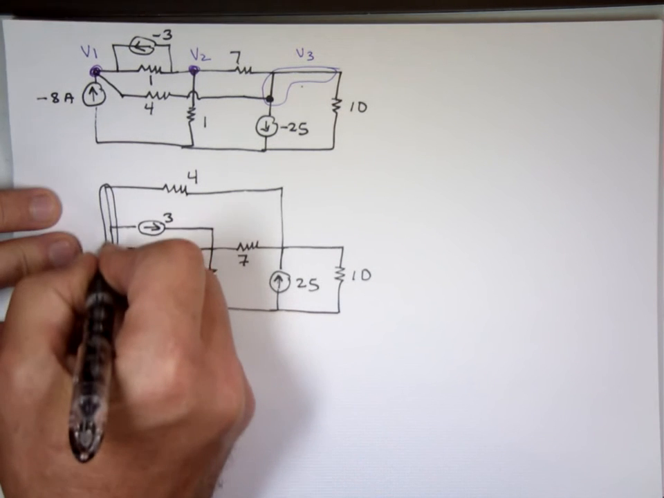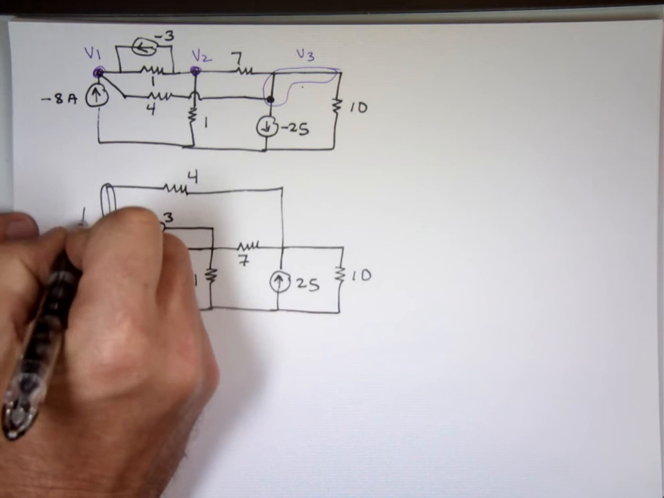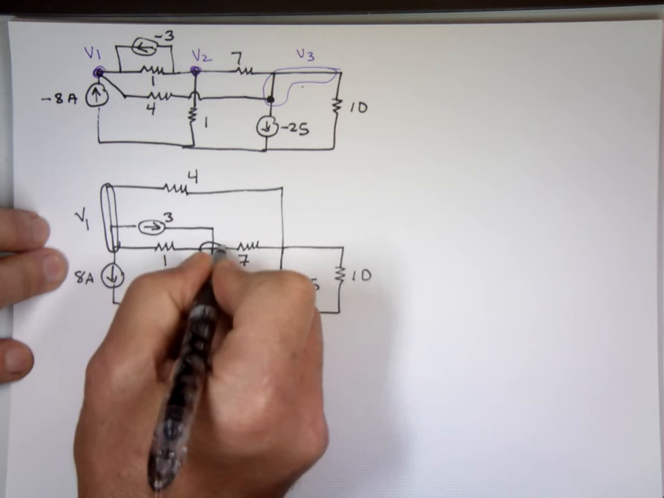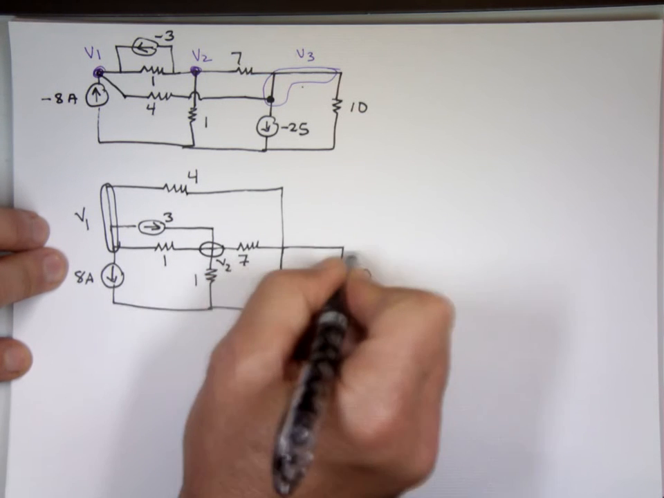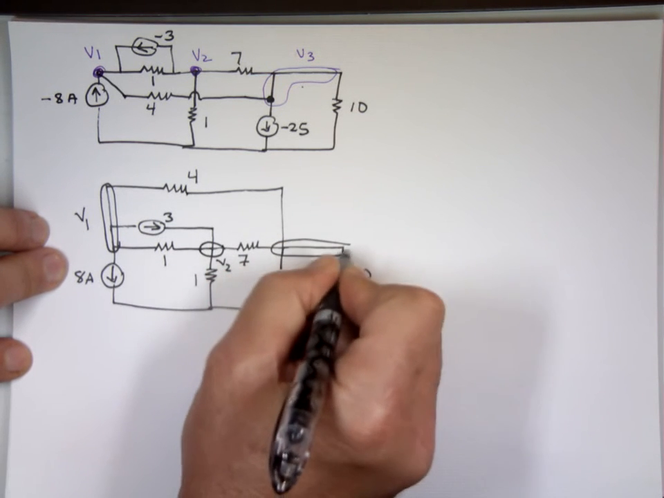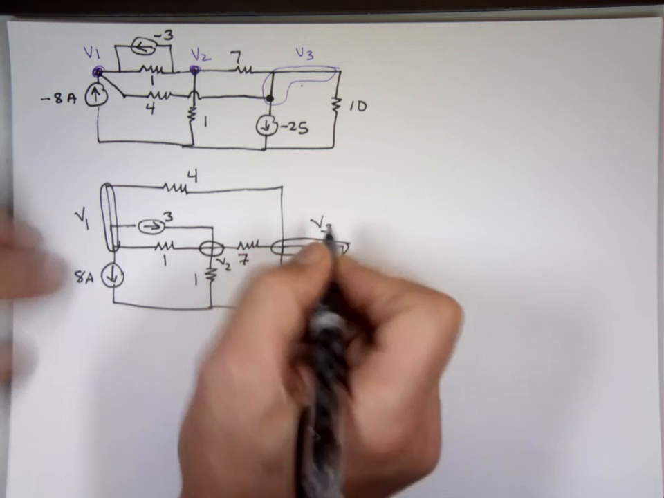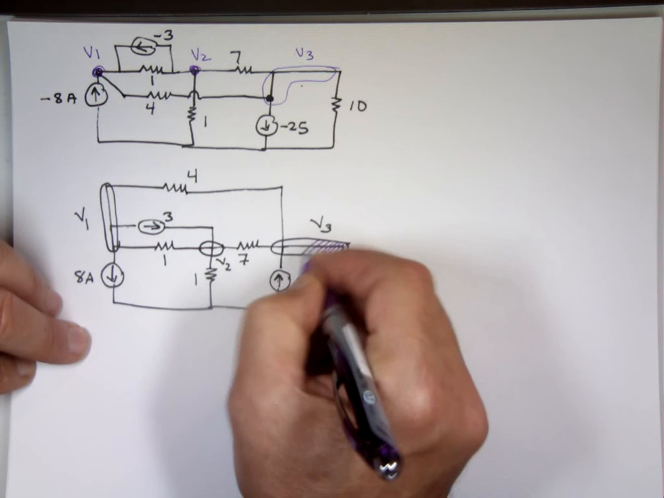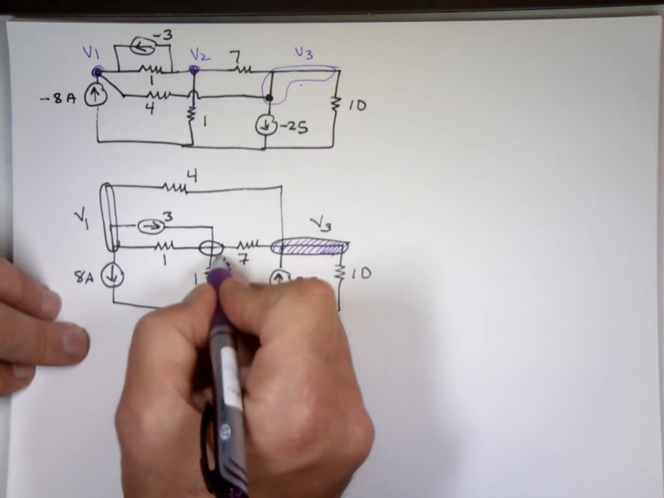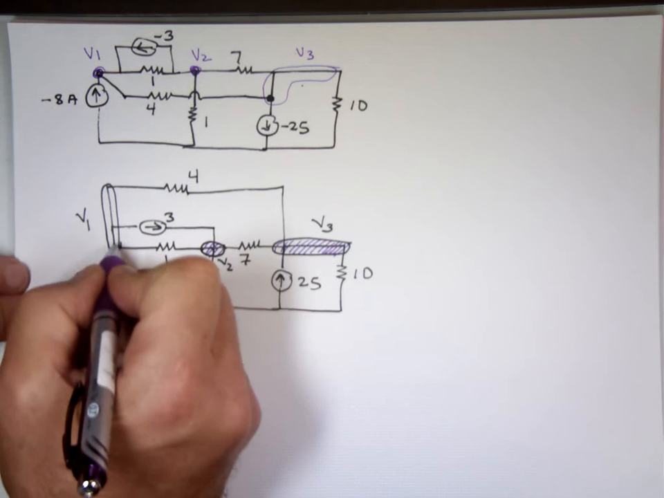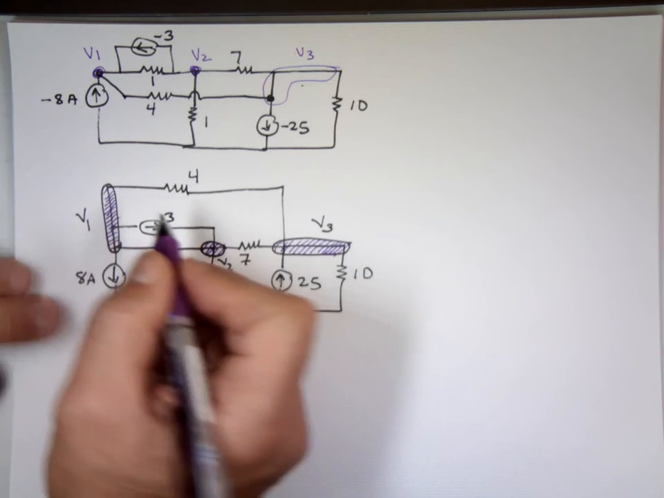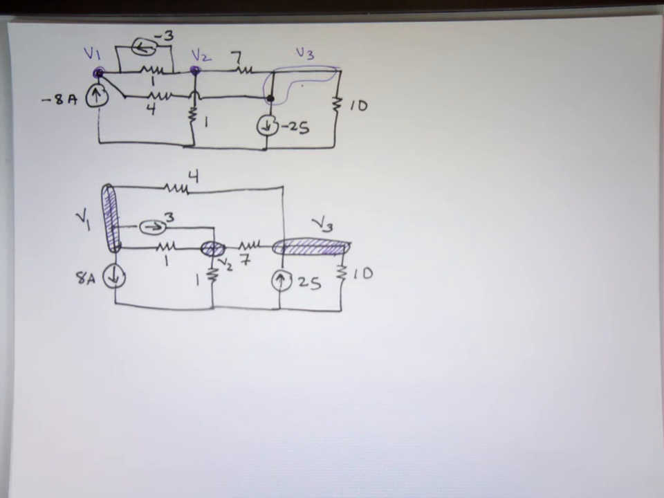This is the first node, that's V1, the voltage here. This is V2, and this is V3. I'll color them purple here so you get to see them. That's one node. This is another node, and this is a third node. V1, V2, and V3. And now again, you assign current going through the resistors.